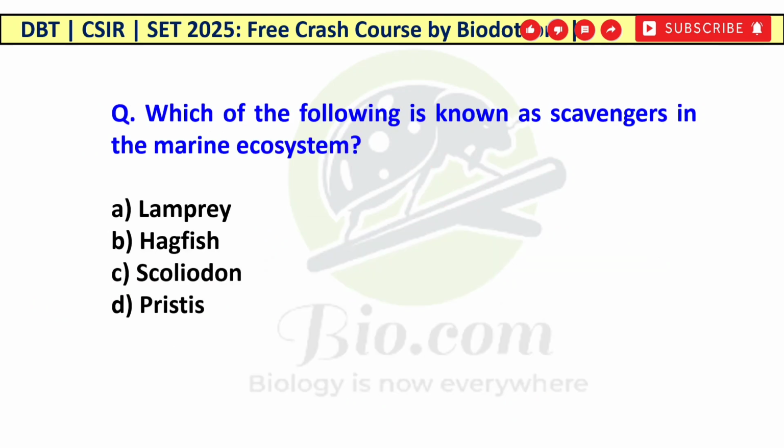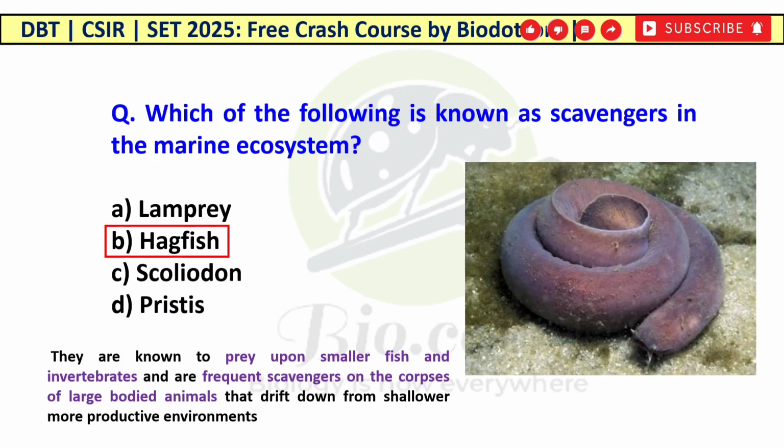Now next question. Which of the following is known as scavengers in the marine ecosystem? Lamprey, hagfish, Scoliodon, Christies. So, what is called scavengers in the marine ecosystem? It is the hagfish which is known as the scavenger. Hagfish is called a scavenger because it preys upon smaller fish and invertebrates and are frequent scavengers on the corpses of large bodied animals down from the shallower, more productive environment.